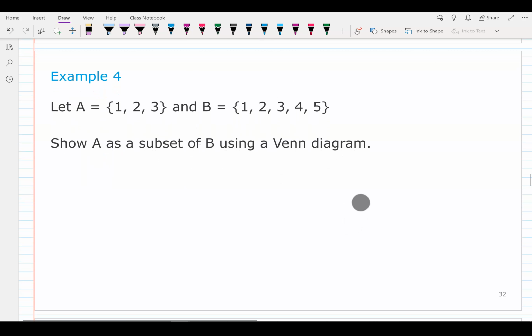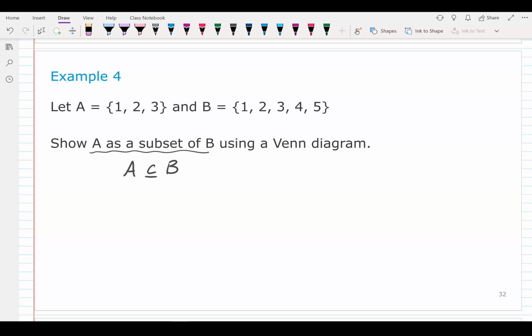Example 4. Let A equal the set 1, 2, 3. Let B equal the set 1, 2, 3, 4, 5. Show A as a subset of B, or in other words, show A as a subset of B using a Venn diagram. So what I want to point out here is that B is the bigger one.